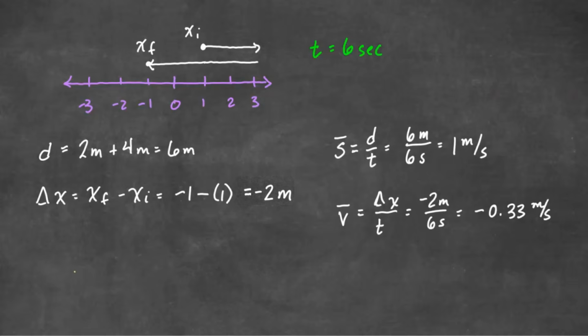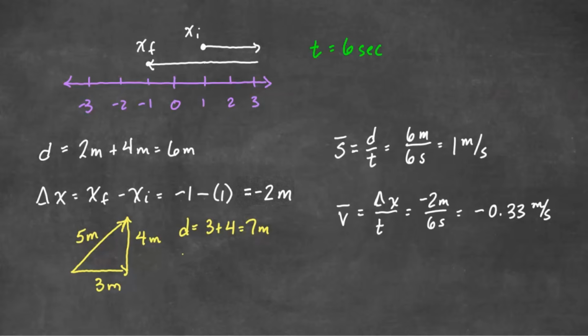Now we'll take a look at an example that's two-dimensional. Let's say we go 3 meters east and 4 meters north. What is the distance? What is the displacement? So the distance would be 3 plus 4, which is 7 meters. That's the total ground covered. But the displacement only cares about your initial and final position.